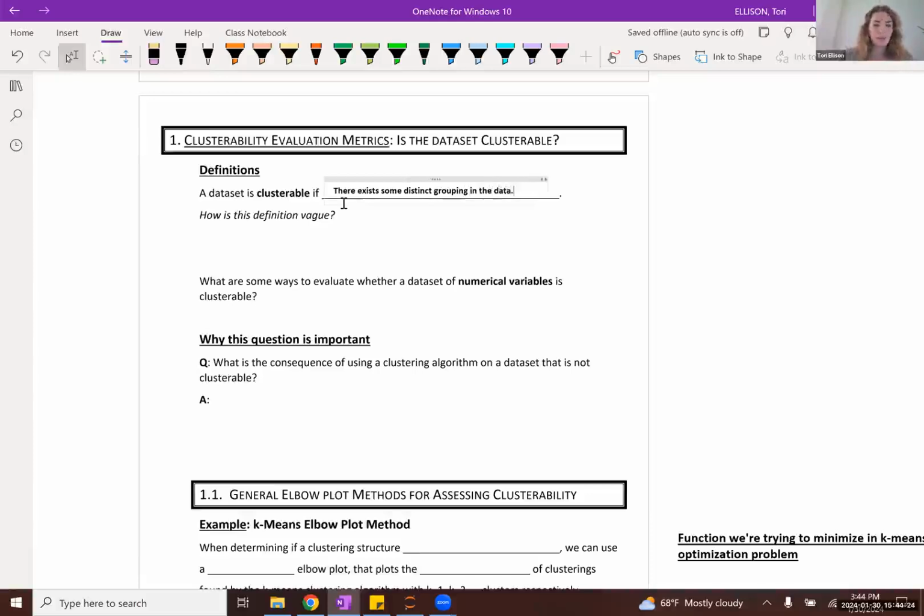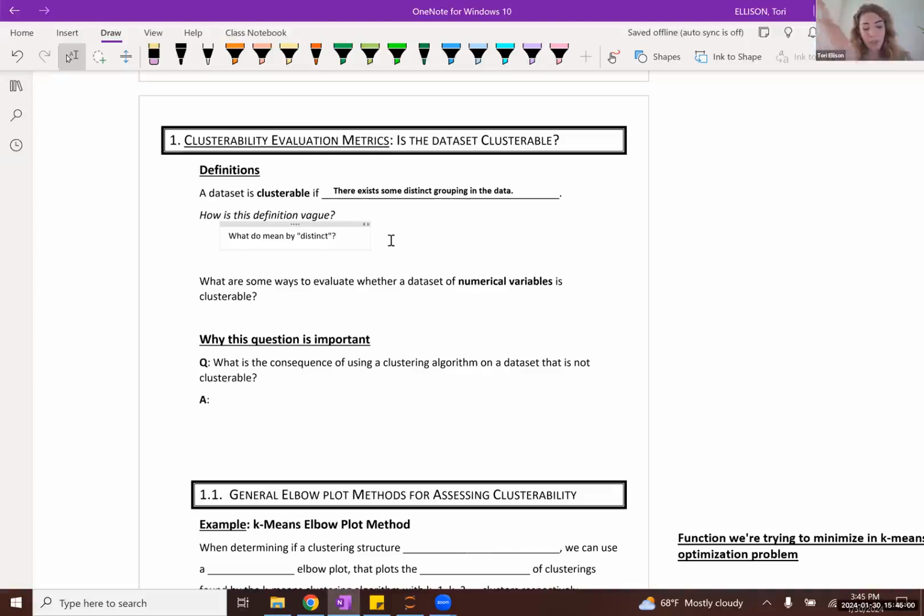Okay, so again, I'm giving you another vague definition. So how might this definition be considered vague? Yeah, so what do we mean? We might ask ourselves, what do we mean by distinct? And so there's a wide variety of ways in which you could answer that question.